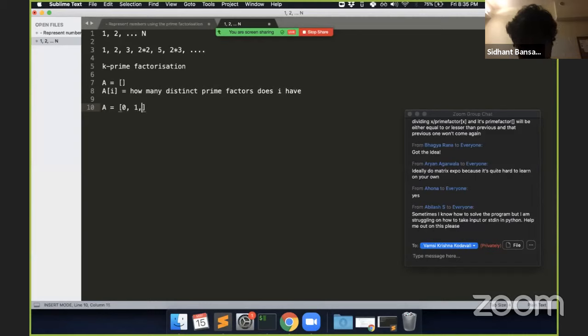Ignore 0. Ignore 1 also, actually. 2 will have 1 prime factor. 3 will have 1 prime factor. 4 will have 1 prime factor. 5 will have 1 prime factor. 6 will have 2 prime factors because 6 is 2 into 3. 7 will have 1 prime factor. 8 will have 1. 9 will have 1. 10 will have 2 because 10 is 2 into 5. 11 will have 1. 12 will have 2 because 12 is 2 squared times 3, right? And so on. That's it, right?